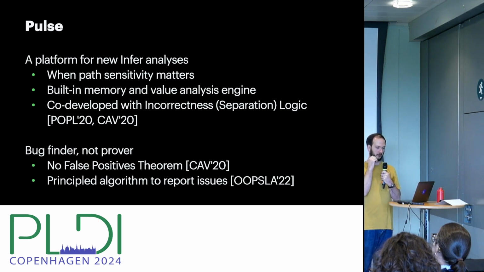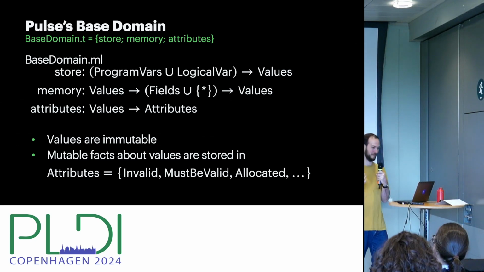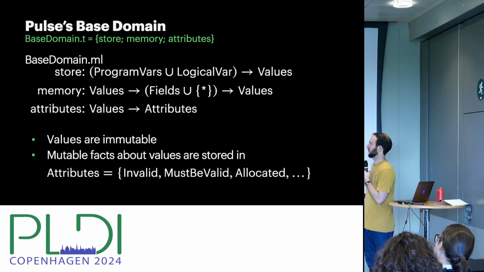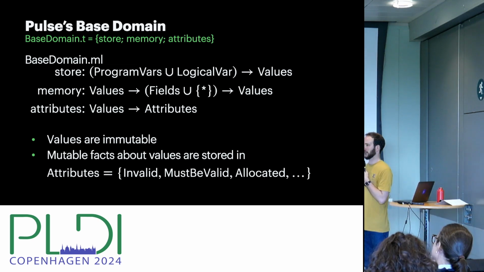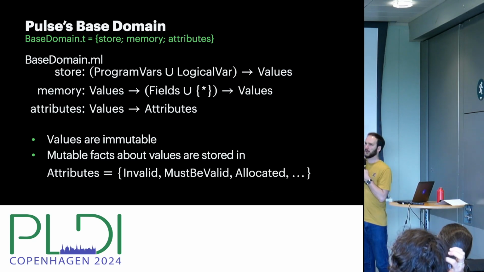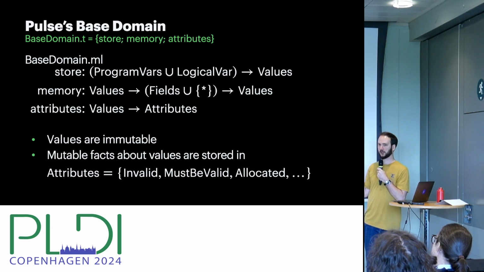So I just want to give a brief overview of what's in Pulse, how it works. Well, maybe not how it works, but let's see. So I just want to describe basically the abstract state of Pulse, and then maybe we can all infer how it could maybe work. So the Pulse abstract states represent the state of the machine. So it has a store which assigns abstract values to program variables and the intermediate variables that SIL produces, which shouldn't be called logical variables now I think about it.